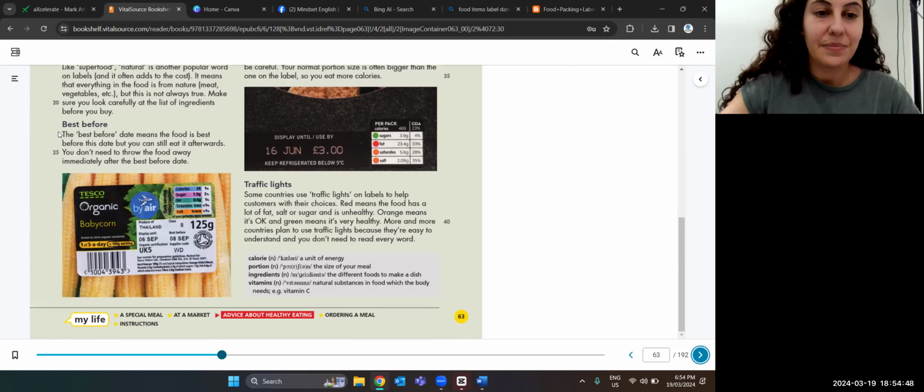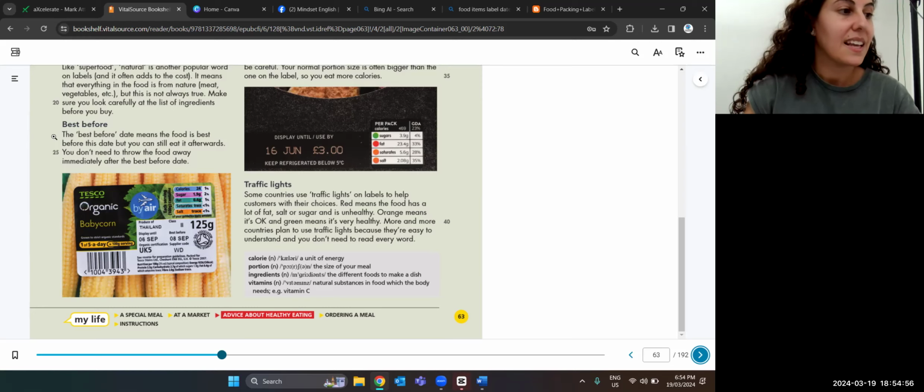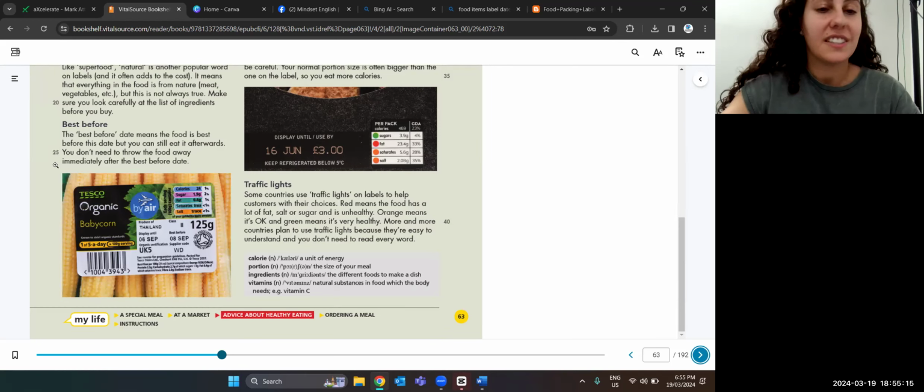Best before. The best before date means the food is best before this date. But you can still eat it afterwards. You don't need to throw the food away immediately after the best before date.